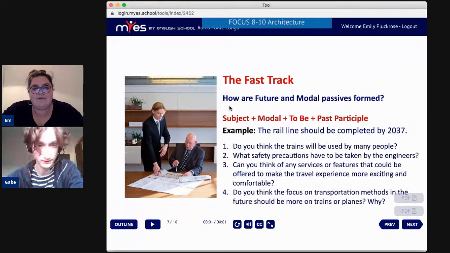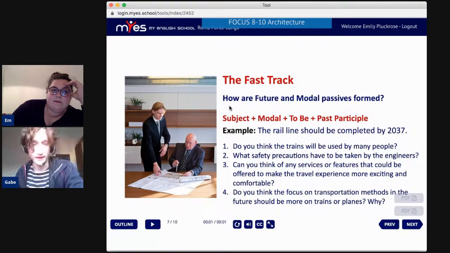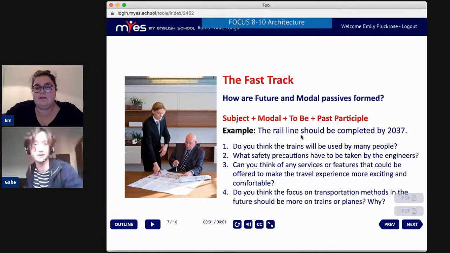Okay. Future and modal passives. Here, yeah, as has been written. So what might we see for modals, Emily? Different modal verbs. What might we see for a modal passive form? We've all got the should modal, be verb, completed here. Yeah, that's a good example. And in the last one, yeah, exactly.